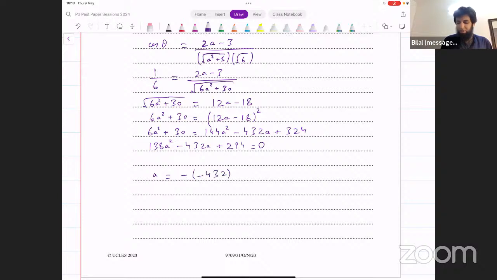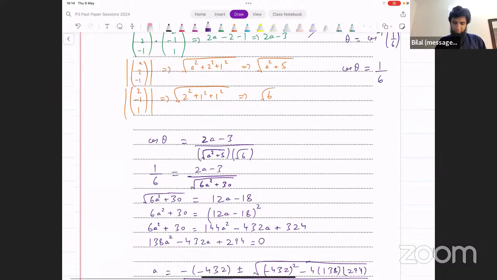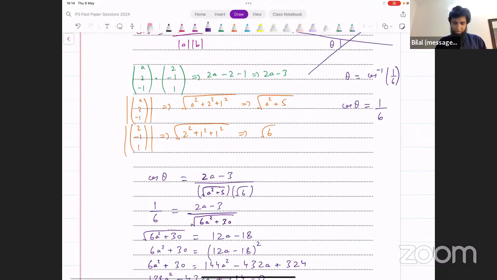Minus into minus 432, plus minus square root of minus 432 whole squared minus 4 into 138 into 294, whole divided by 2 into 138. Okay, so this is what we are getting.